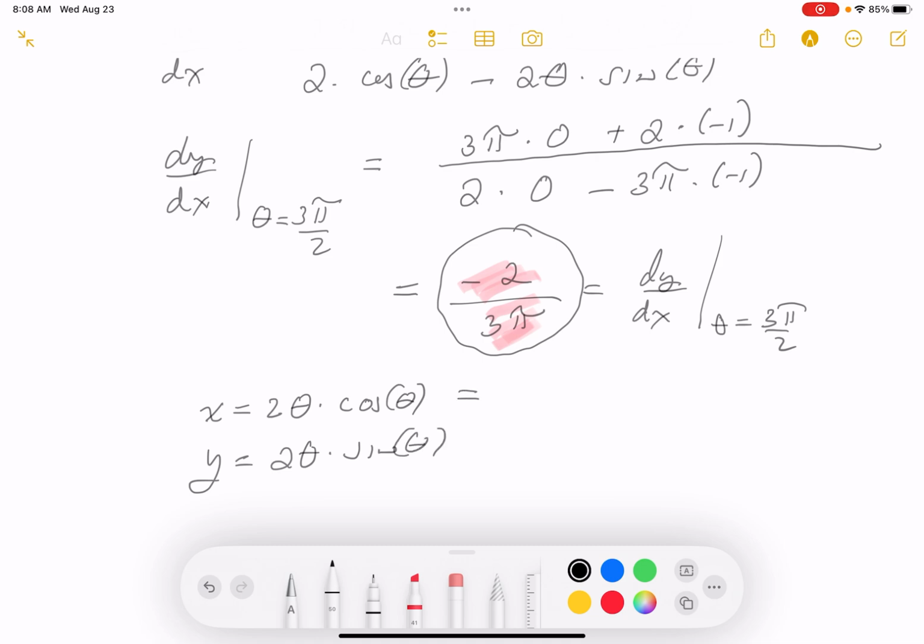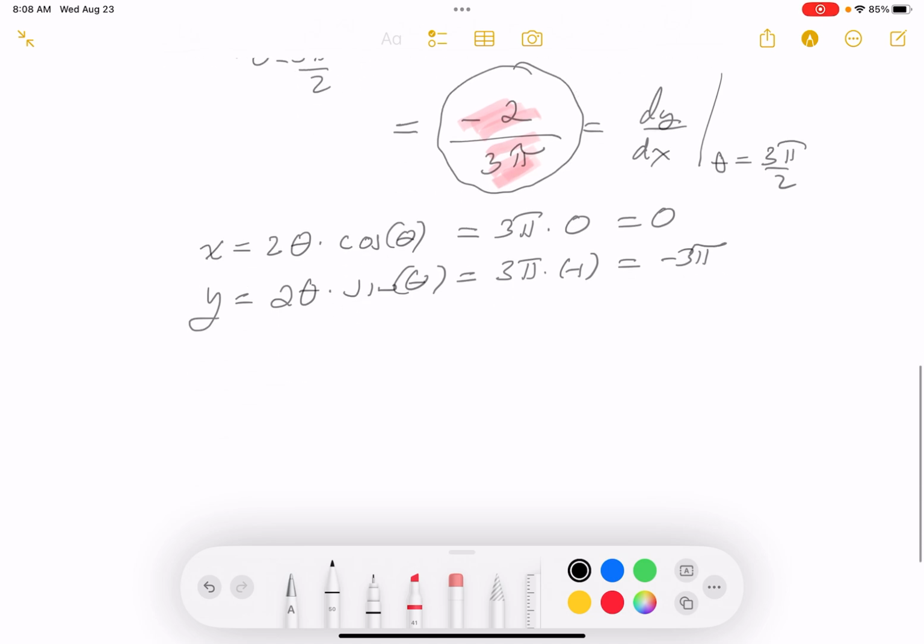All right, let's go for it. It's going to be 2 times the point, which is 3 pi over 2. That's 3 pi. And again, the cosine of 3 pi over 2 is going to be 0. What's this going to be? 3 pi times minus 1. What do you get here? 0. What do you get over there? You get minus 3 pi.